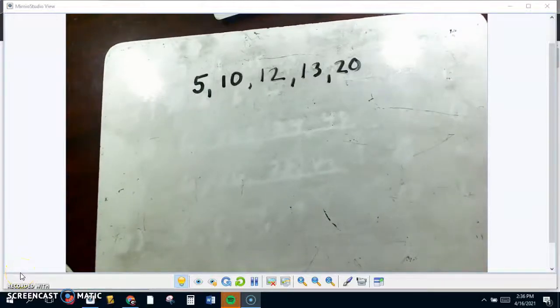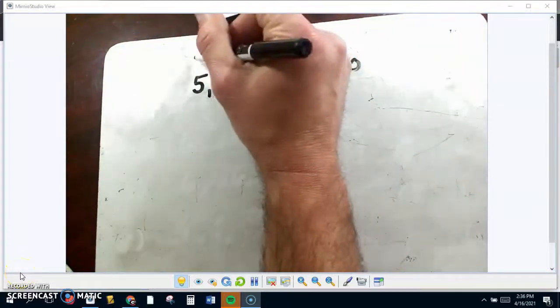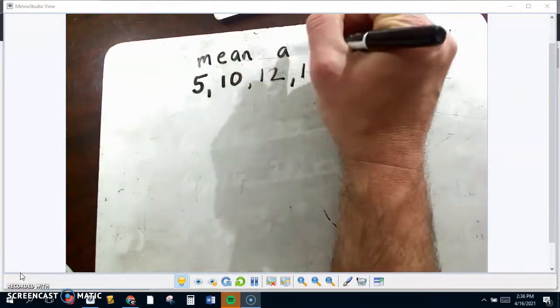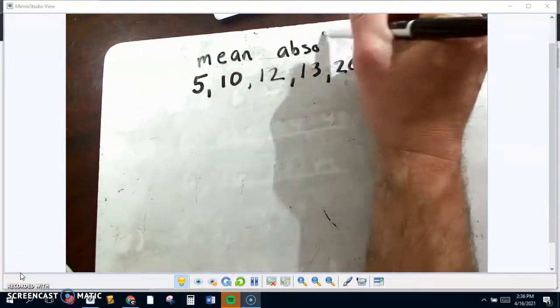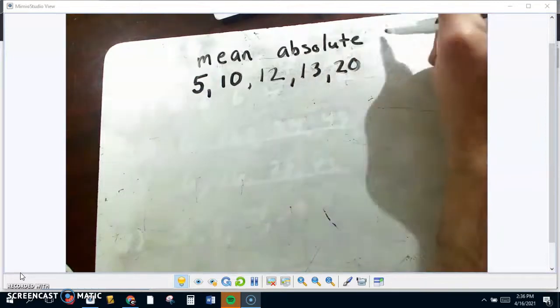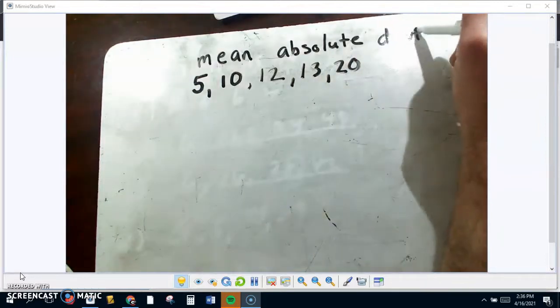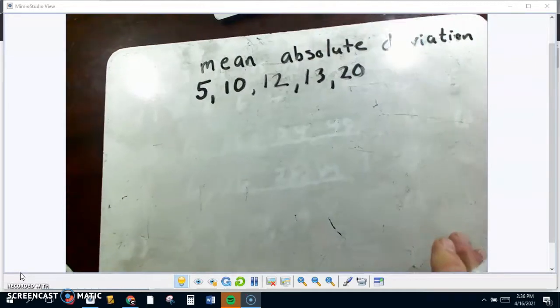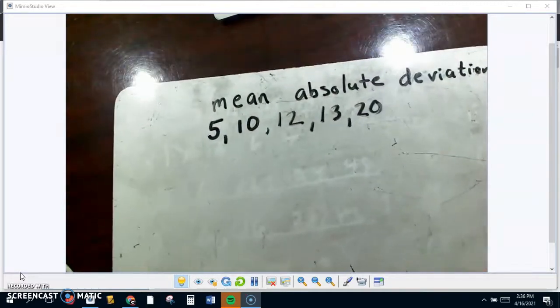We're going to do mean absolute deviation. Mean absolute deviation, which is a measure of spread similar to the standard deviation, but done a little bit differently. Okay, so we're just going to do it here. You've got 5 numbers: 5, 10, 12, 13, and 20.